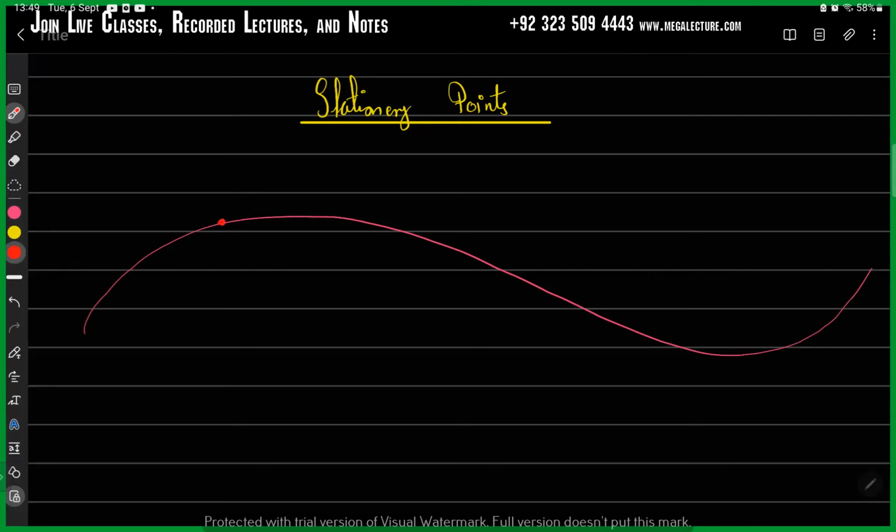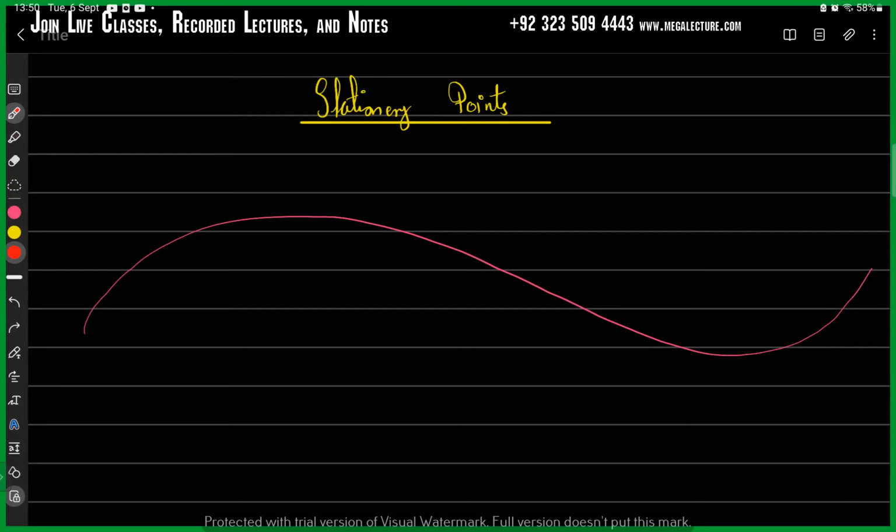This is basically a point on the curve, and this is the tangent line. So the gradient of the red line is equal to the gradient of the curve at this point as well, right? Both the things are same. But what exactly is the stationary point? A stationary point is the point where the derivative, or the gradient of the curve, is equal to 0.